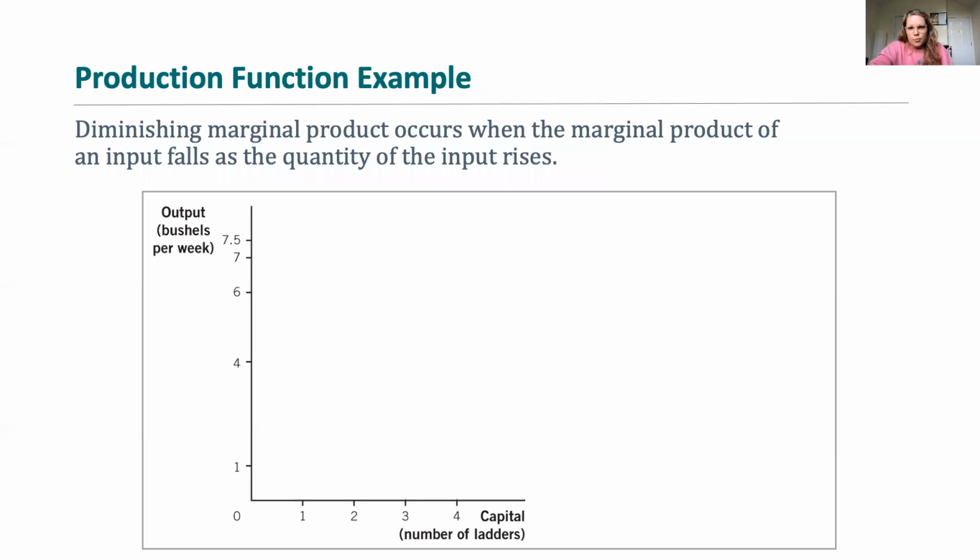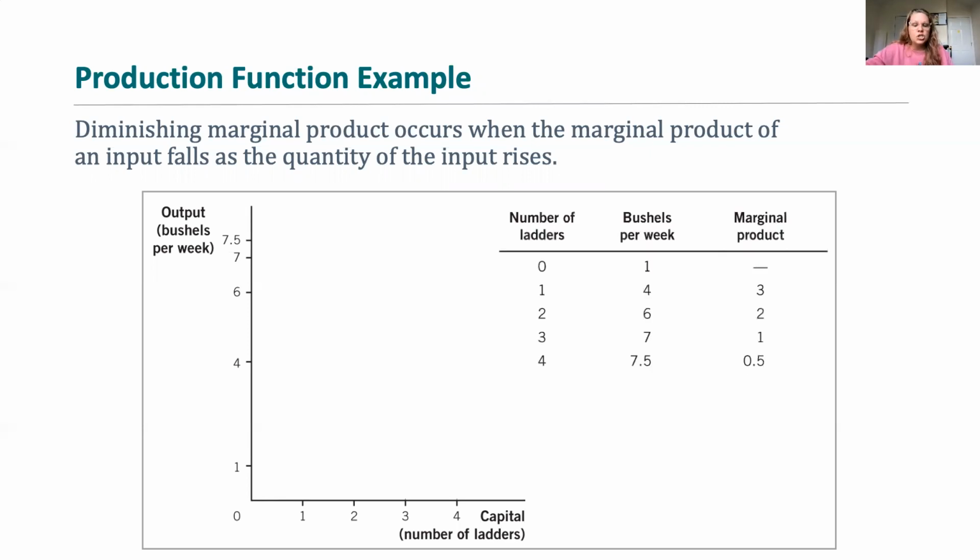So here's an example of the production function. On the x-axis, we're measuring physical capital, let's say the number of ladders that you use in order to harvest fruit. And on the y-axis is your output, how many bushels of fruit you actually harvest per week. So input on the x-axis, output on the y-axis. And the relationship here we could show in a table form.